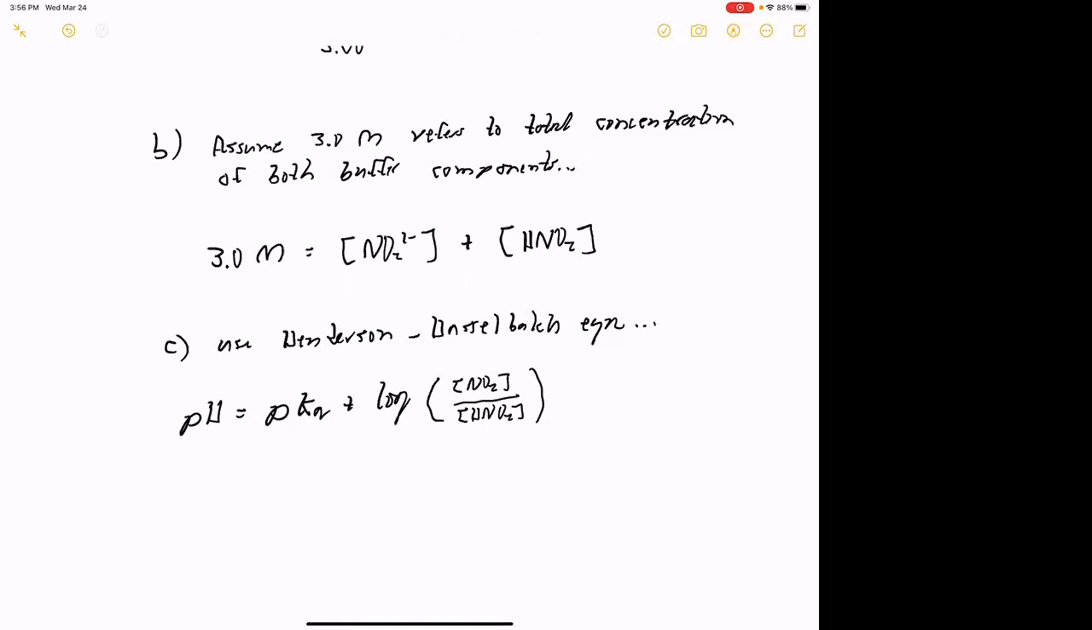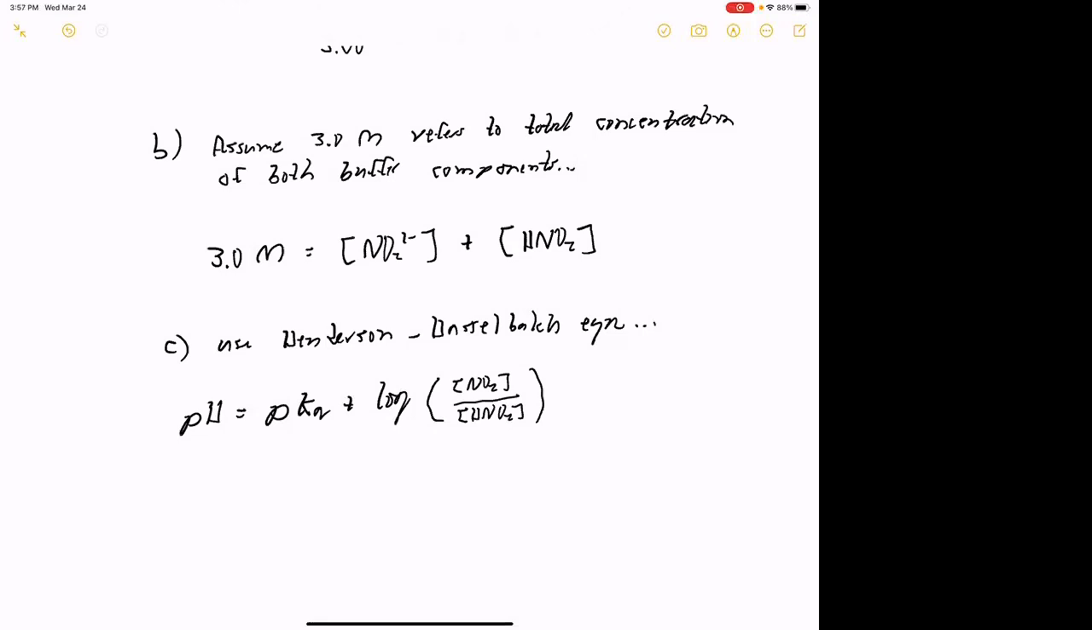Now, the other thing that we know is that what we really have here is a situation where I have an equation where I can put a target pH in, I can stick a pKa in there, but then I've got that log term, and I don't know either of those concentrations, okay? So the problem is in that equation, I've got two unknowns, don't I? The concentration of the NO2⁻ is an unknown, and the concentration of the HNO2 is an unknown.